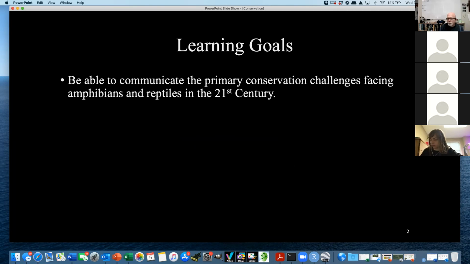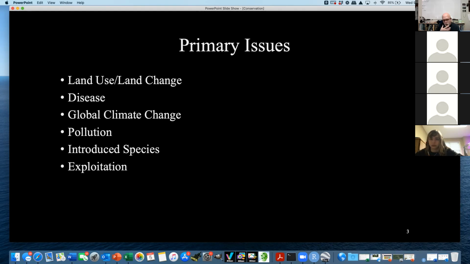When we talk about conservation, in many cases, the conservation challenges for any group of organisms are common, but there are a couple of challenges that face amphibians and reptiles more than other groups. And then, for example, there are conservation challenges associated with birds that are different from those of amphibians and reptiles. So in many cases, these general classifications of conservation threats are commonplace and affect all organisms, but they don't necessarily affect all organisms equally.